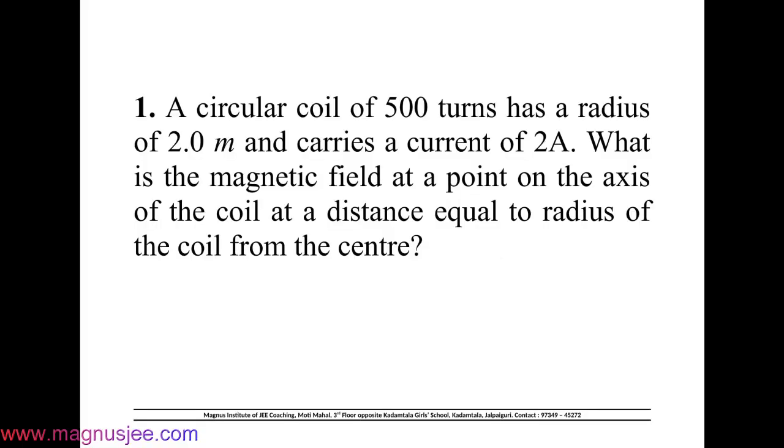Numerical number 1. A circular coil of 500 turns has a radius of 2 meter and carries a current of 2 ampere. What is the magnetic field at a point on the axis of the coil at a distance equal to the radius of the coil from the center?